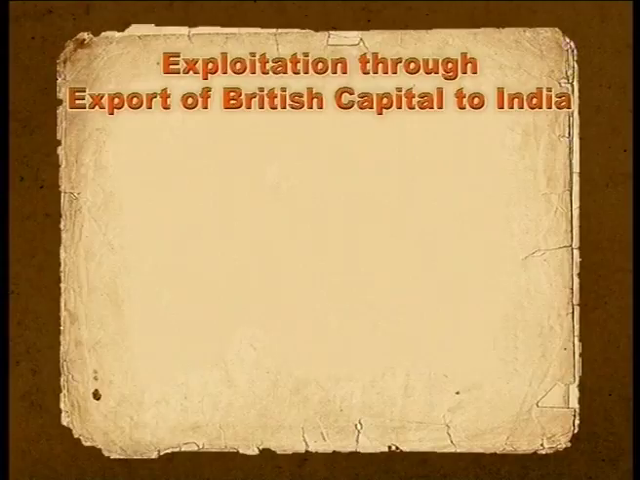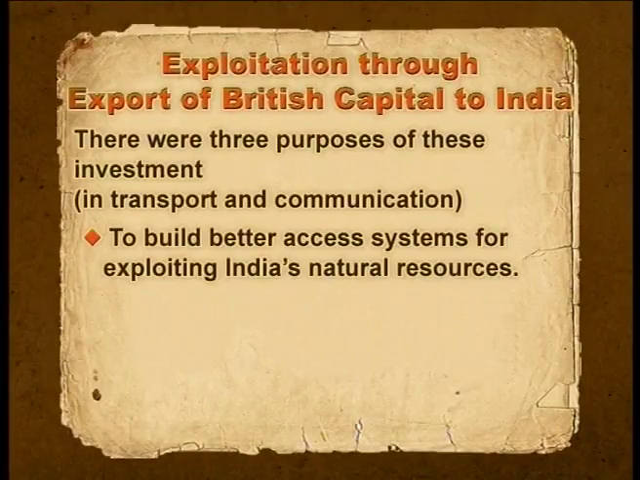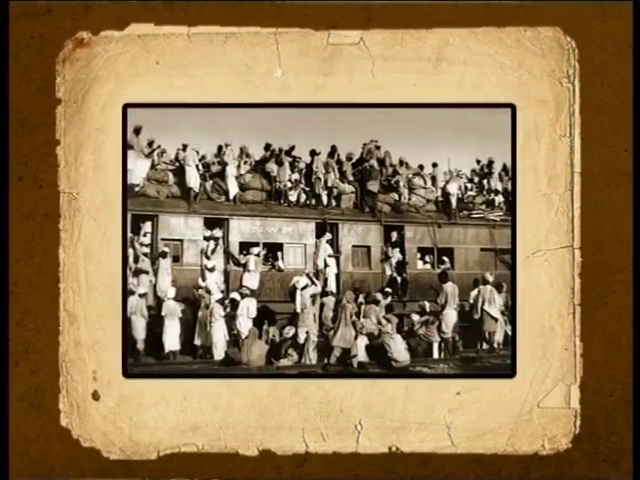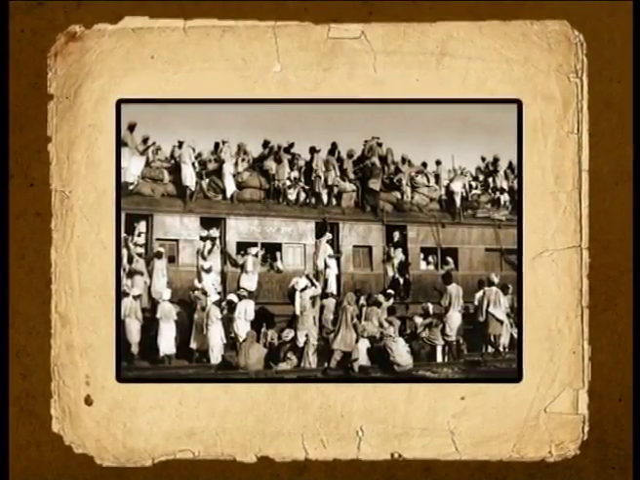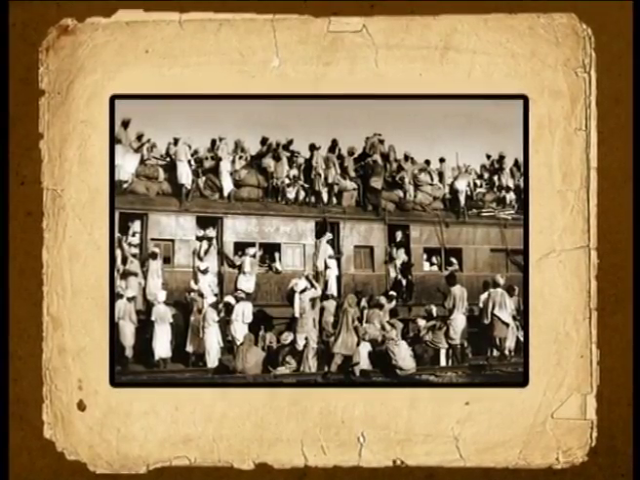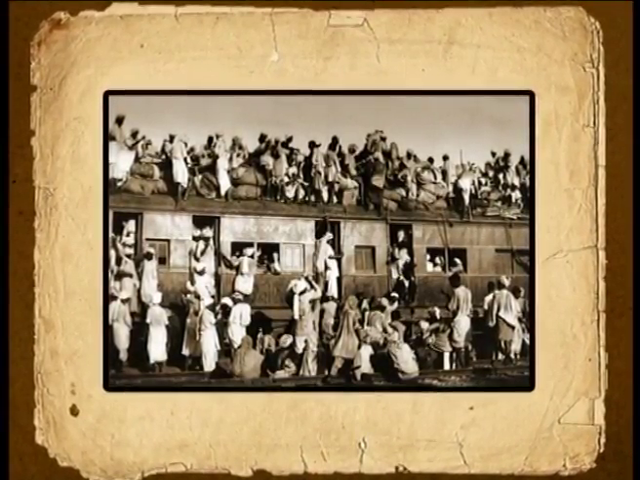Now, the next phase of exploitation was through export of British capital to India. What was the real reason? Why did the British Empire try to export capital to India? Was it in the interest of India, or was it in their own interest? Certainly, it was not the Indian interest. They wanted to build a better access system for exploiting India's natural resources, and therefore they made a lot of investments in transport and communication, which definitely improved their own economy.